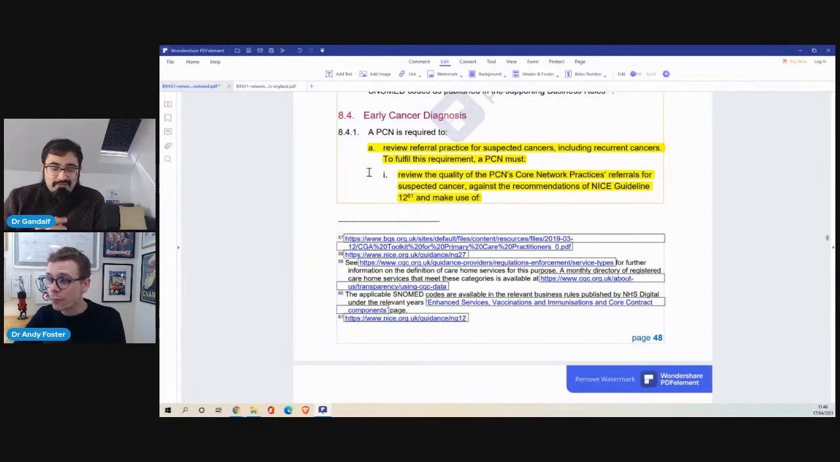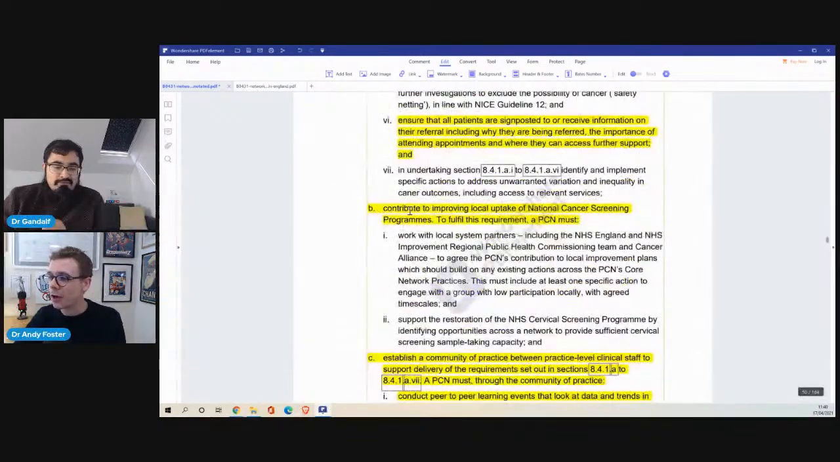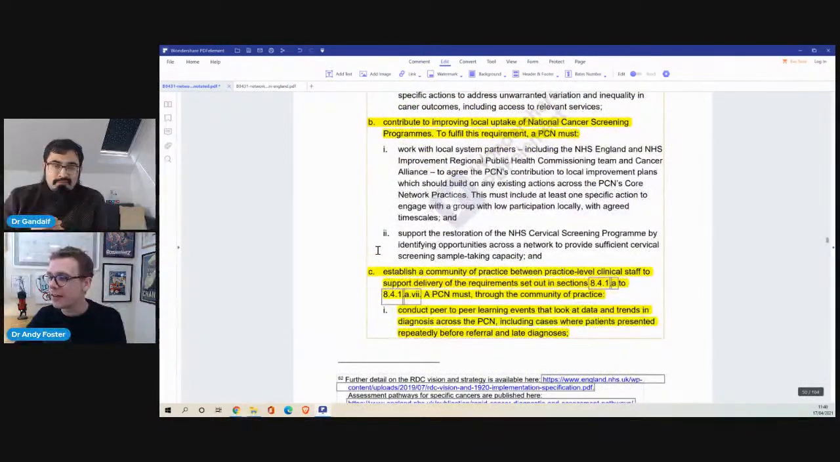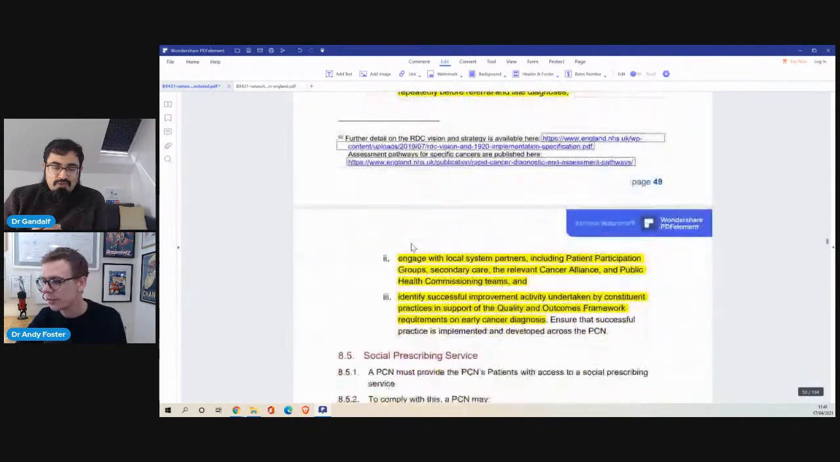Yeah, I suppose in brief, you have to review patterns of referrals and treatment. There's an element of trying to move the needle in terms of participation in screening programmes. And then there's a communication piece about getting practices and clinicians within practices talking to one another and doing some peer review and peer learning exercises. Those are the 3 main strands to that section.